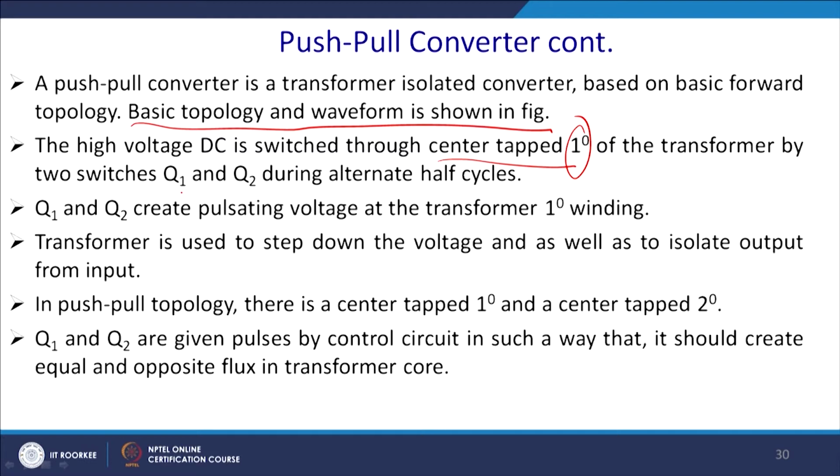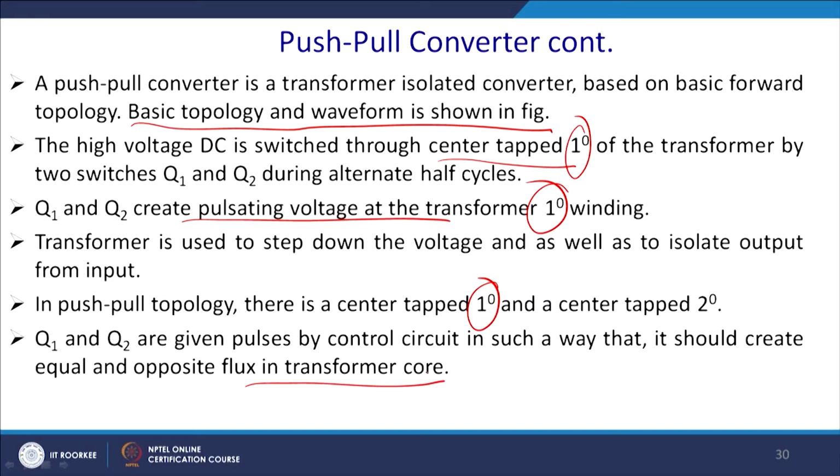Q1 and Q2 create a pulsating voltage at the transformer winding. The transformer is used to step down the voltage as well as to isolate the output from the input. In push pull topology, there is a center tap at the primary and a center tap at the secondary. Q1 and Q2 are given pulses by the control circuit in such a way that they create equal and opposite flux on the transformer core.